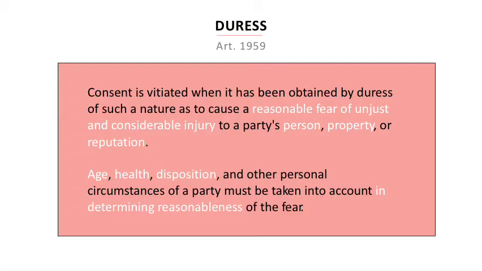Moving into our third and final vice of consent, we have duress. Article 1959 provides that consent is vitiated when it has been obtained by duress of such a nature as to cause a reasonable fear of unjust and considerable injury to a party's person, property, or reputation. Age, health, disposition, and other personal circumstances of a party must be taken into account in determining the reasonableness of the fear.